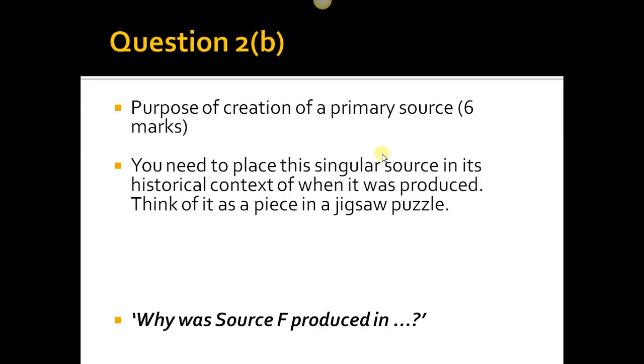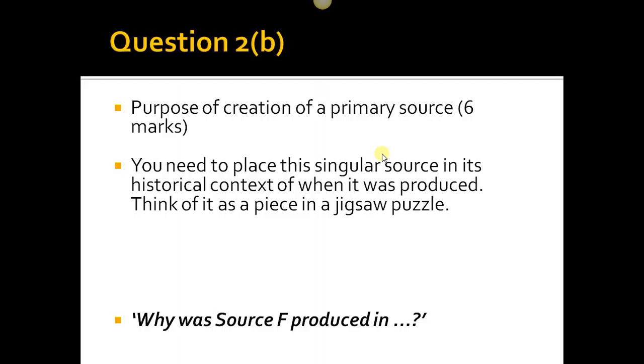You need to place this singular source. So when they give you this source, whatever it is, newspaper article, you need to place that source in the Germany in transition. It's a painting from a Holocaust survivor.